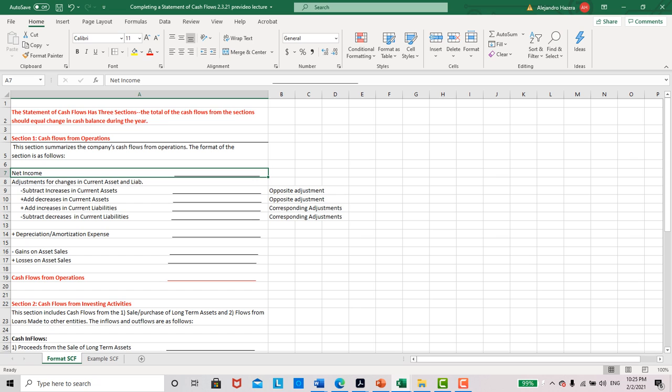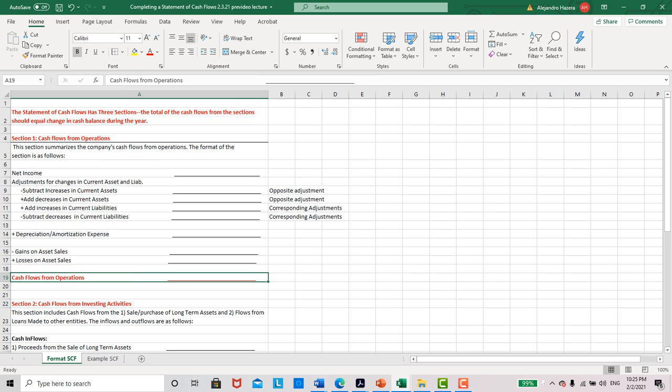Start with net income, adjust for current assets and liabilities, with the assets being adjusted in the opposite direction and the liabilities being adjusted in the same direction. Add back your depreciation or amortization expense if they're intangible assets. Subtract out gains on asset sales, and add back losses on asset sales.